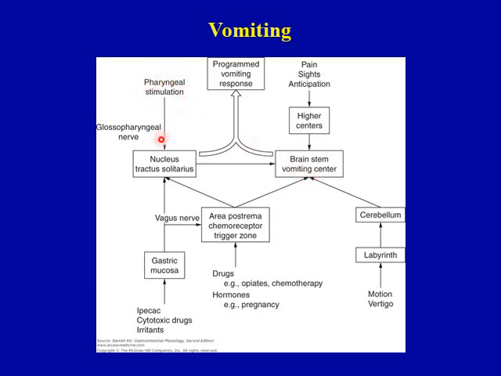Stimulation of the pharynx: information through the glossopharyngeal nerve will be carried to the nucleus tractus solitarius and then to the vomiting center in the brainstem. And then efferents from the brainstem and the nucleus tractus solitarius will lead to the programmed vomiting response.